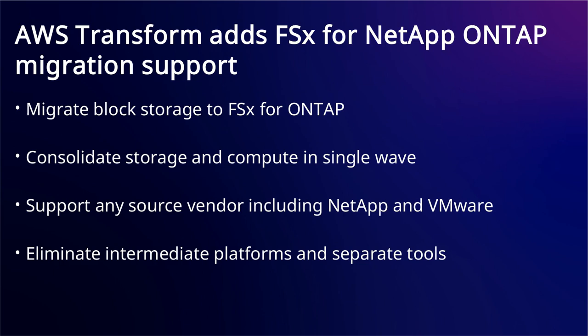environments. AWS Transform replicates block storage data directly to FSx for ONTAP volumes as part of the same migration wave that handles compute and network, eliminating separate migration tools and intermediate storage platforms. This approach reduces the cost and risk associated with managing multiple migration workflows while providing access to ONTAP enterprise capabilities combined with AWS scalability.